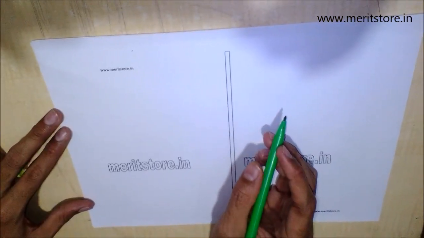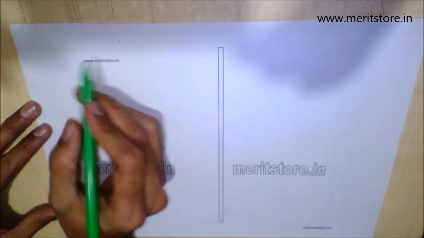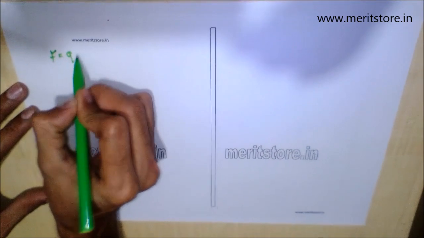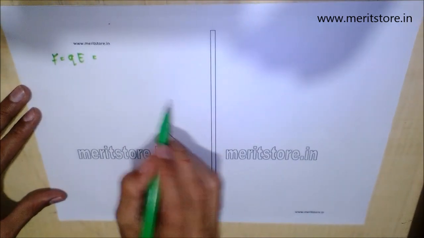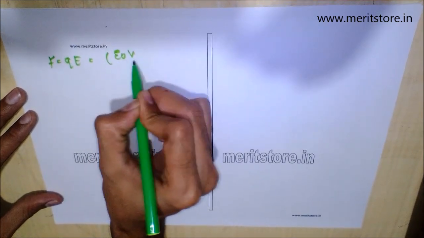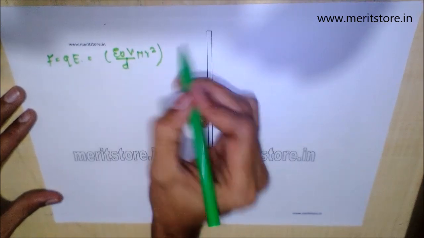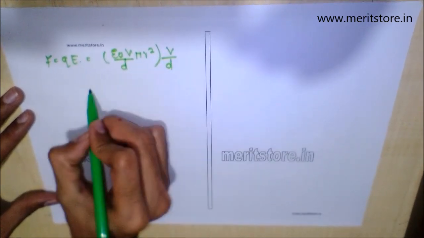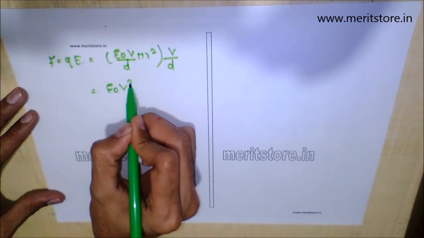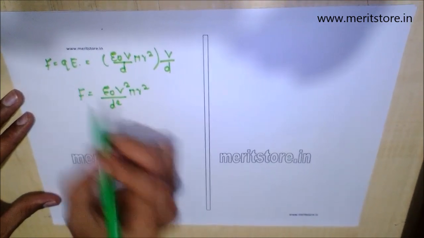Further we calculate the force that is required for the disc to lift up. That force is given by Q into E, where Q is the charge. The charge we have found earlier is equal to epsilon naught V upon D times pi R square, and E is given by V by D. So the entire thing becomes epsilon naught V square upon D square times pi R square. That is the total force.